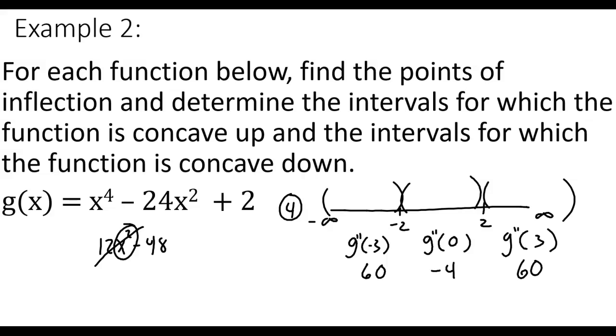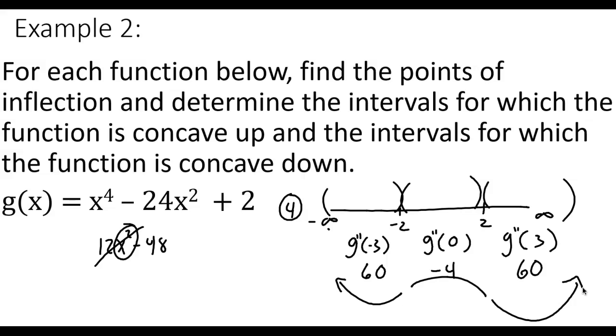So what that means is that on the interval from negative infinity to negative 2, my graph is concave down. And then on the interval from negative 2 to positive 2, my graph is concave up. And then on the interval from 2 to infinity, my graph is concave down. Oh, I think I'm saying that backwards. My bad. This is positive, so it should have been concave up. Sorry about that. And then on the next interval, it's concave down because it's negative. And the next interval is concave up. So that's what it would look like there.